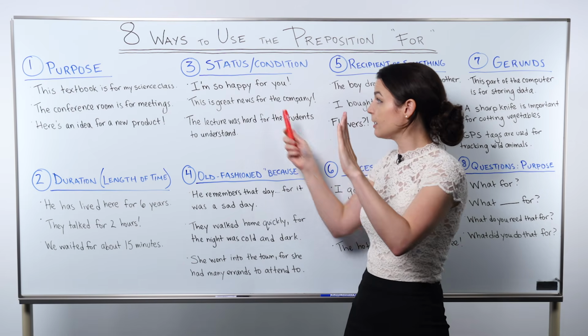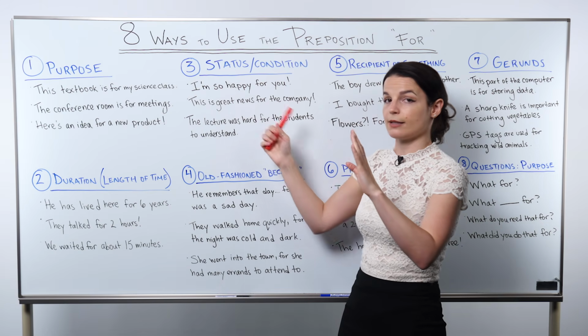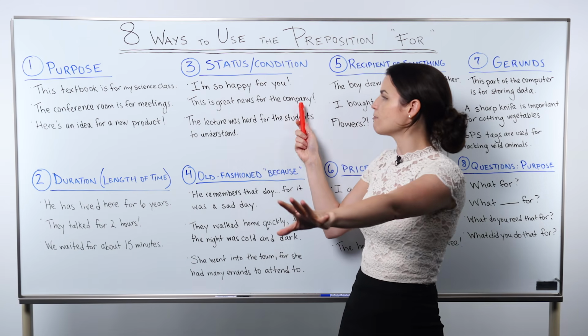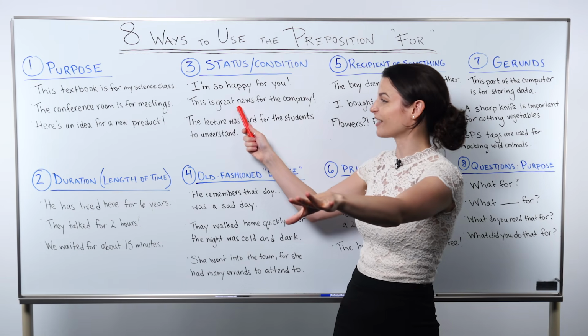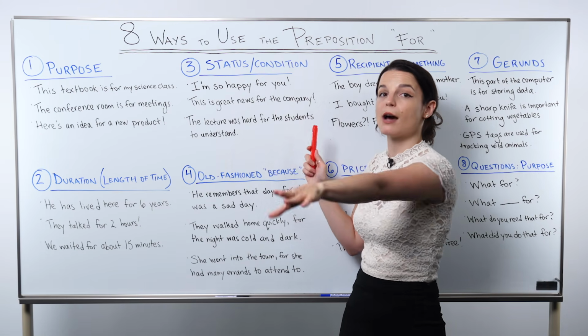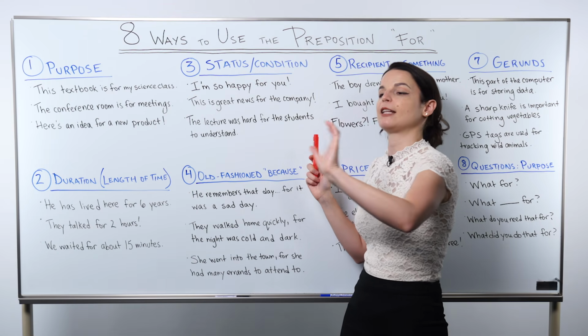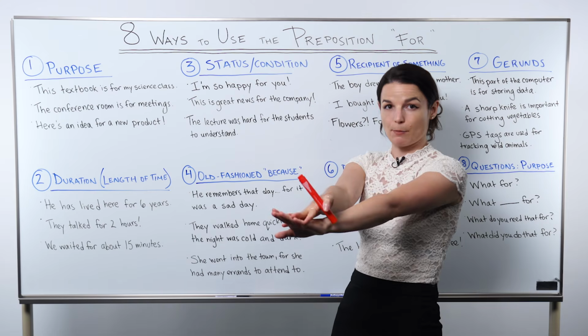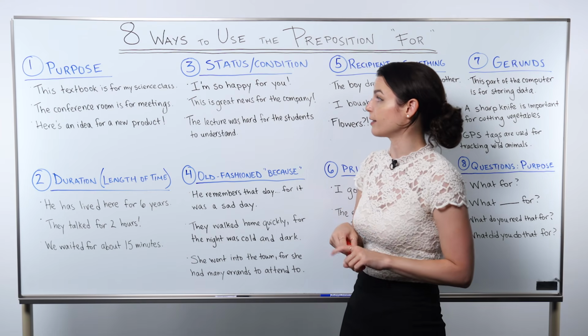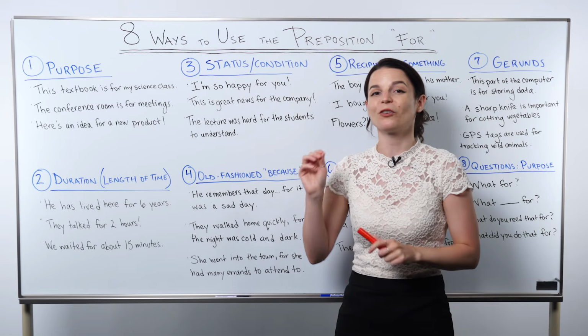So this means that this condition or this status is something that we want to make clear is for this, like kind of the destination of this feeling or this condition is the company. So it's not me, but it's the company. I feel this way, but it's about the company. So we use "for" to do this. Again, not "to." This is great news for the company.